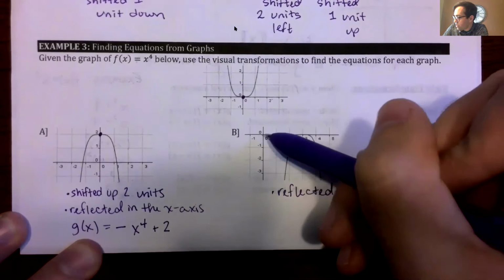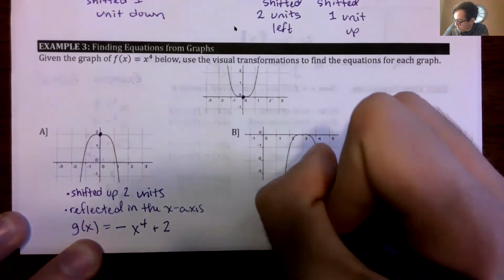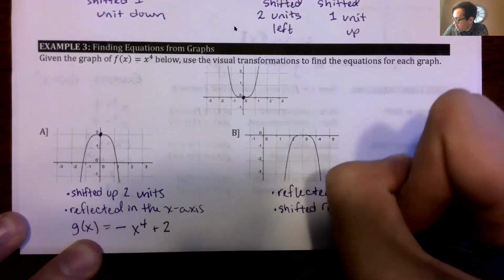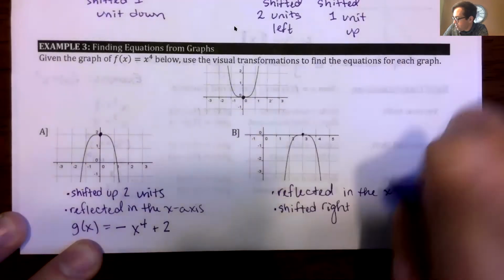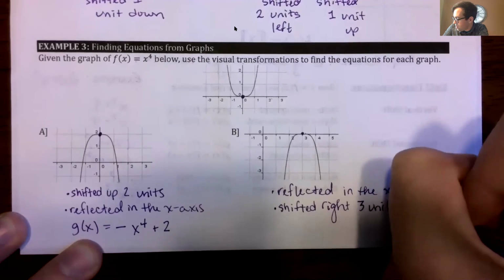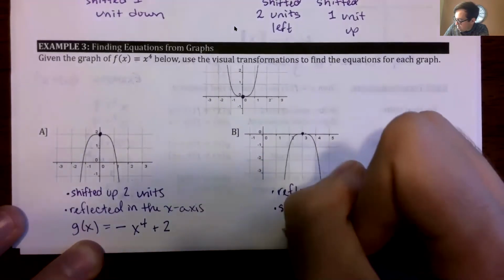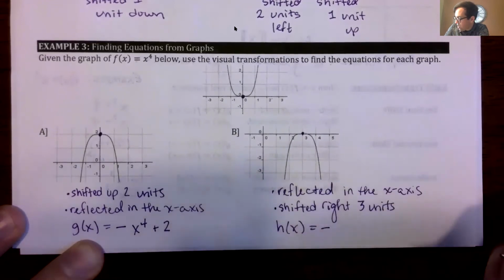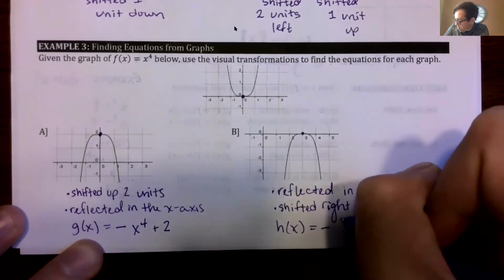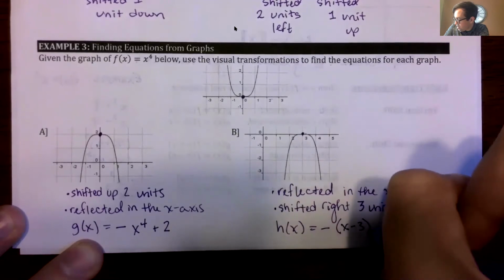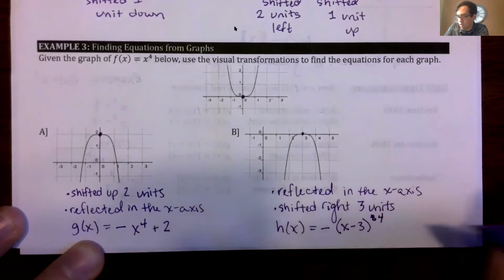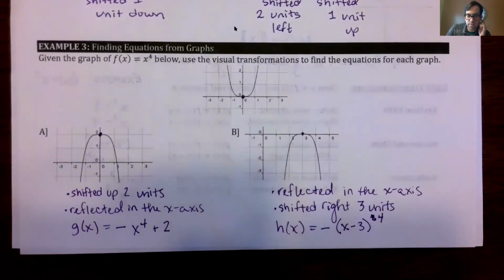In letter B, it's also reflected in the x-axis. And this time we're shifted to the right 3 units, as you can tell by the vertex again. So this graph, I'll just call it h of x, is going to be negative. And since we're shifted right, the -3 has to be inside before we, oops, I wrote cubed, but it's to the 4th. Before we make it to the 4th. So there's the equation for that one.